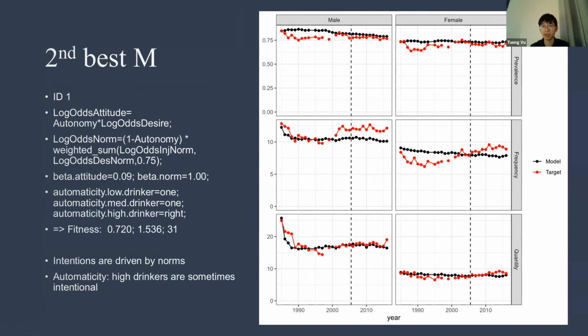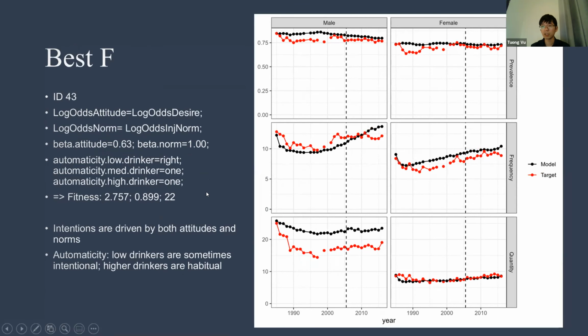And here is the second best male. If you compare with the best one and the second best, it includes the frequency, which is just slightly better. But if you look at the log-odd norm equation, it's very similar to the design by human, where it involves both injunctive norm and descriptive norm in this case. Now let's look at the best female, right?